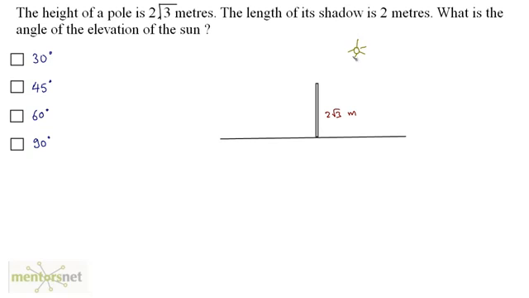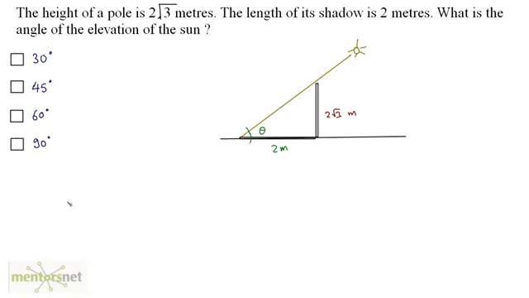So the sun shines its rays like this at a particular angle, which happens to be the angle of elevation of the sun with respect to the ground, isn't it? So this is the shadow, and the length of this shadow is 2 meters, right? And we have been asked what is the angle of elevation that the sun makes.